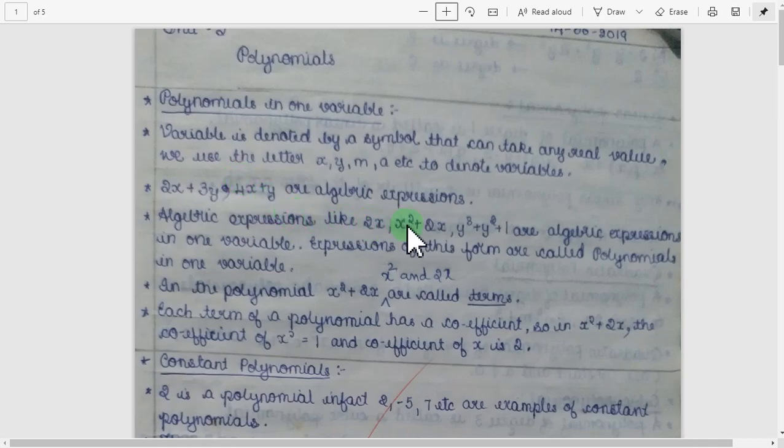Algebraic expressions like 2x, x square plus 2x, y to the power of 8 plus y square plus 1 are algebraic expressions in one variable. Why is this called one variable? Because this contains a single term, so x is the variable here. This contains two terms, and in that the variables are also x; this term contains x, this also contains x, a single variable. And here the variable is y and y, so it is one variable. Expressions of this form are called polynomials in one variable.